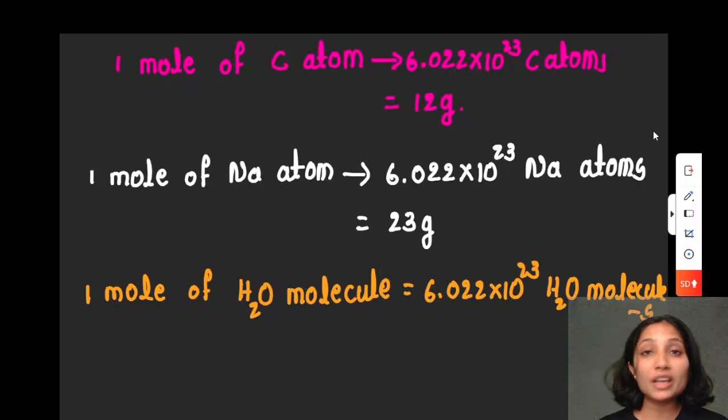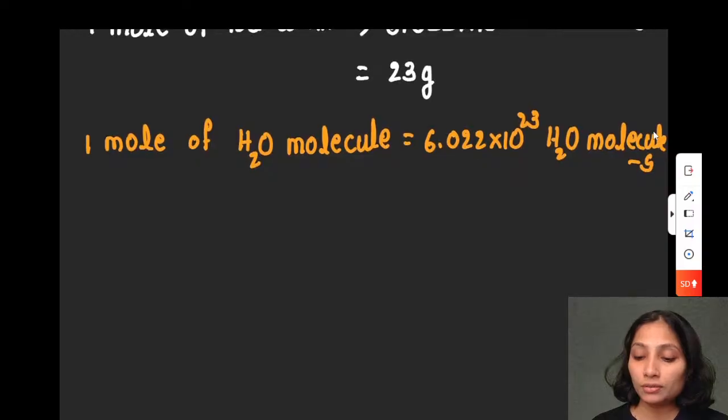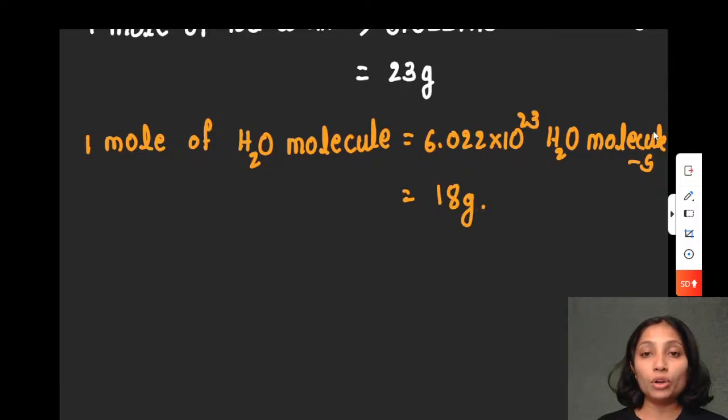And how much do they weigh? 1 mole weighs how much? 1 mole of H2O weighs 18 gram. 1 mole of H2O weighs how much? 18 gram.